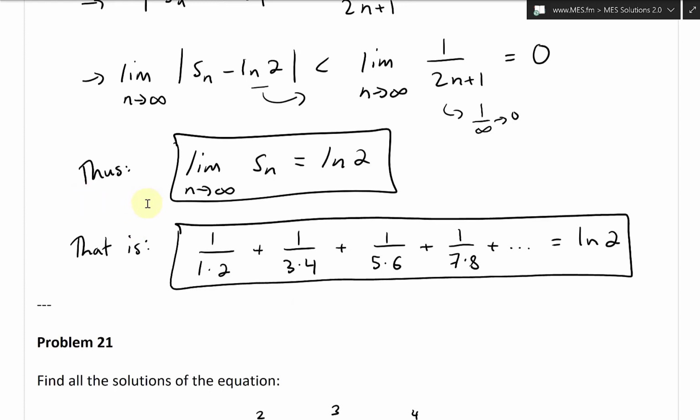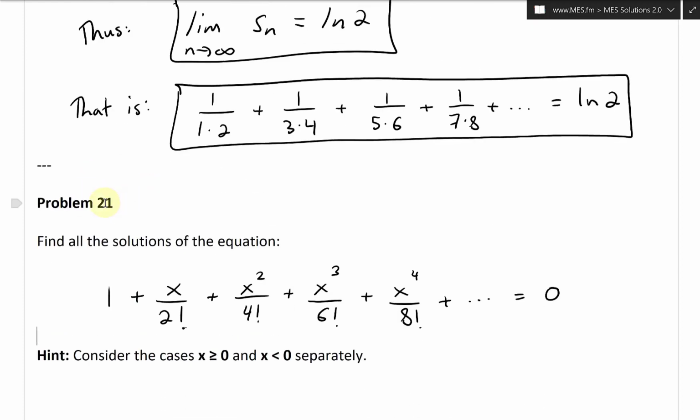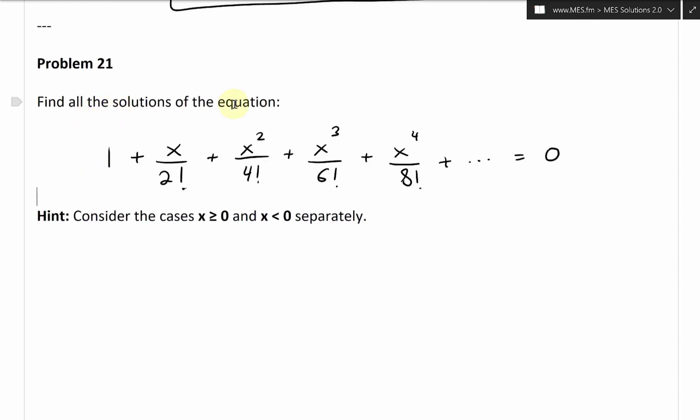Let's continue on our march towards all the problems. So let's look at problem 21. This one states: find all the solutions of the equation 1 plus x divided by 2 factorial plus x squared divided by 4 factorial plus x cubed divided by 6 factorial plus x to the power 4 divided by 8 factorial plus dot dot dot equals 0.